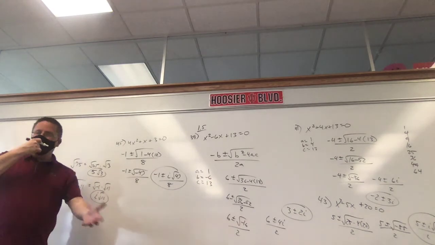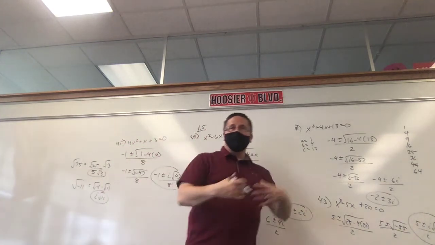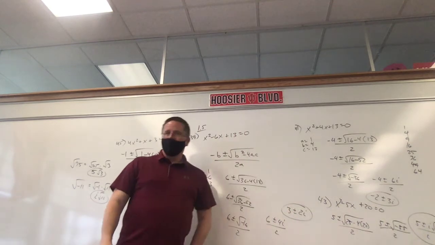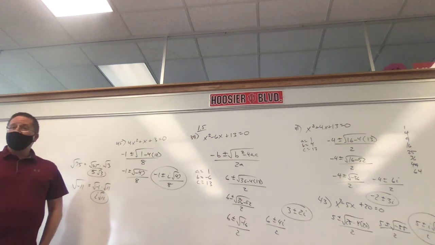When you're simplifying radicals, you're trying to take as much out of the radical as you can. The only thing we can take out is the negative. When we take a negative out of a radical, it's i. Okay. So that's it. Yeah, I jumped over that really quick. So, all right, questions on this?